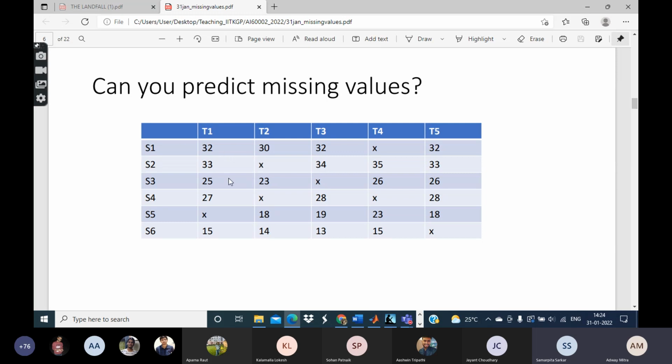Here it goes down, here it goes down, here also it goes down. So all the changes seem to be synchronized with each other. The catch is that the magnitudes of the changes are not much, from 32 to 30, 25 to 23, 15 to 14. It's nearby only, but if there is a slight decrease, then it seems to be affecting all the places.